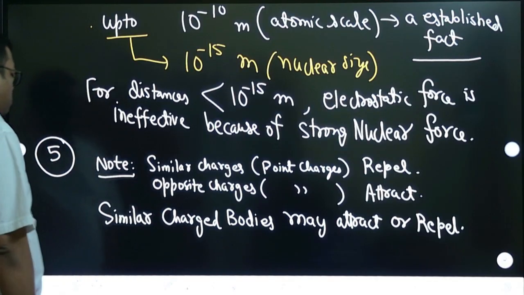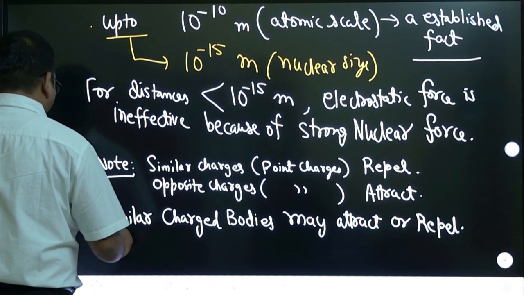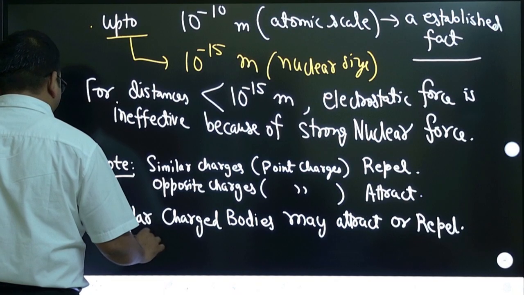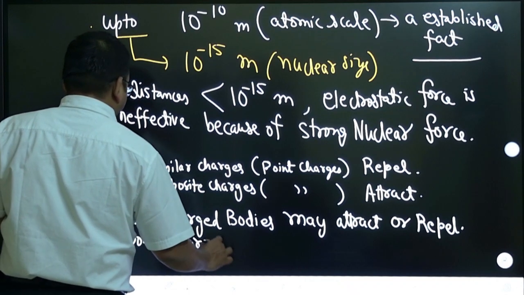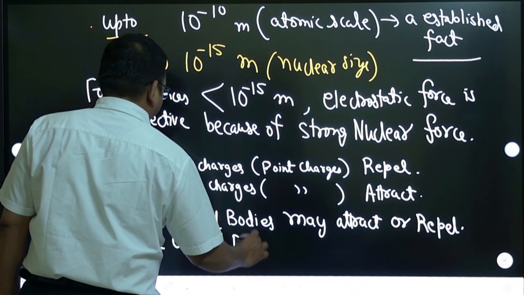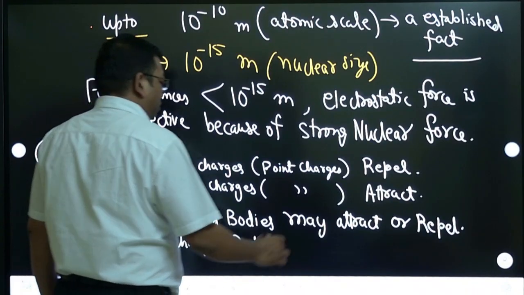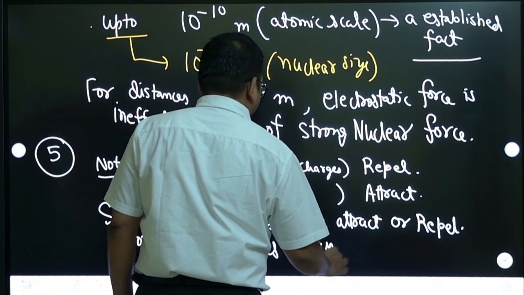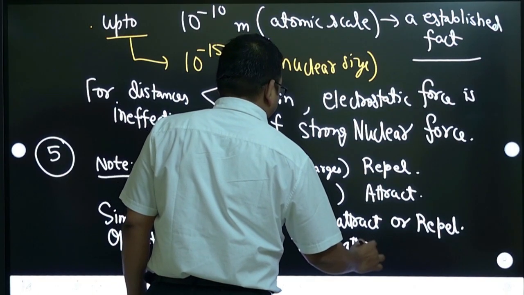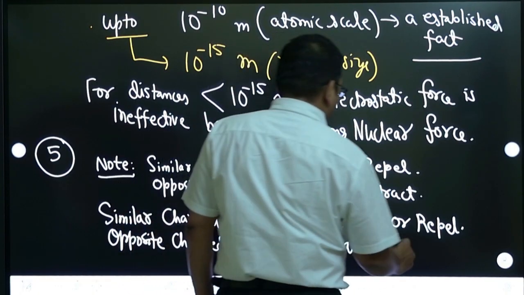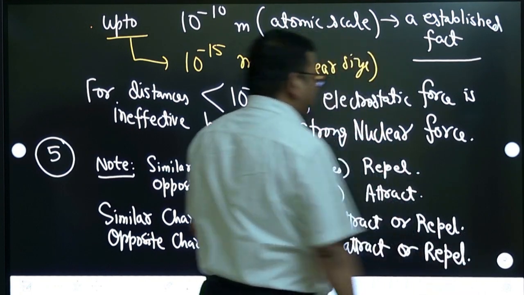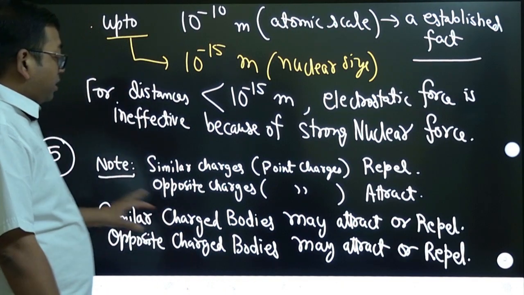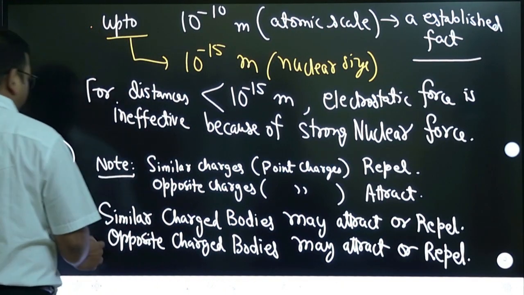similarly, opposite charged bodies may attract or repel. Now, how is this possible? Let us try to understand this fact.